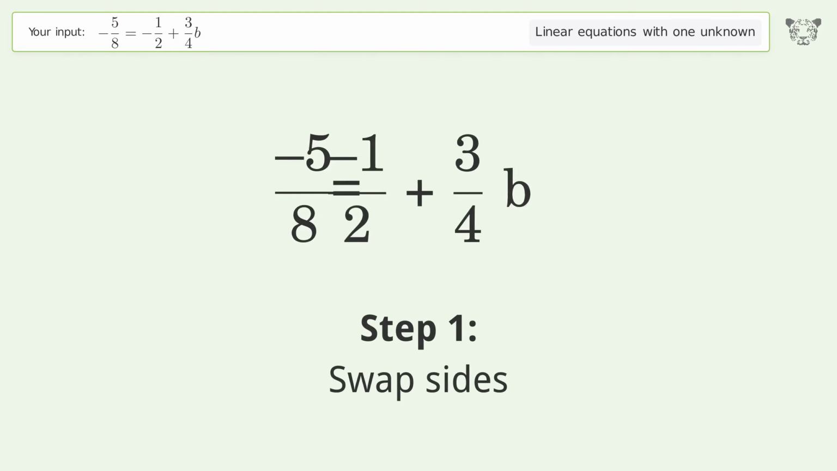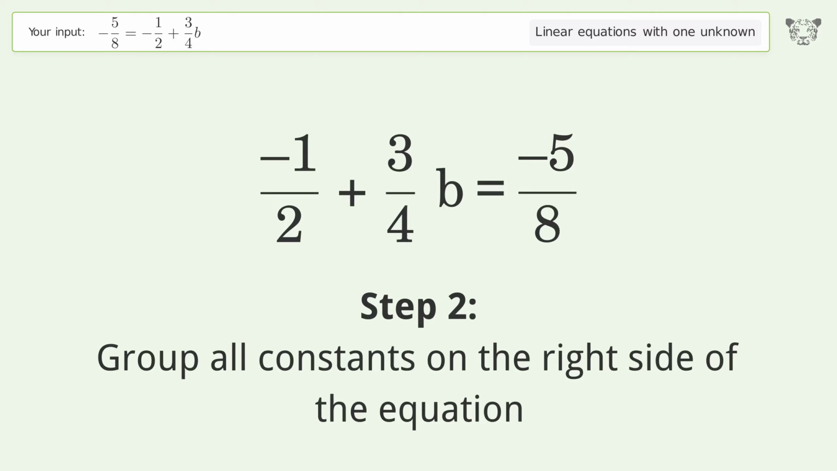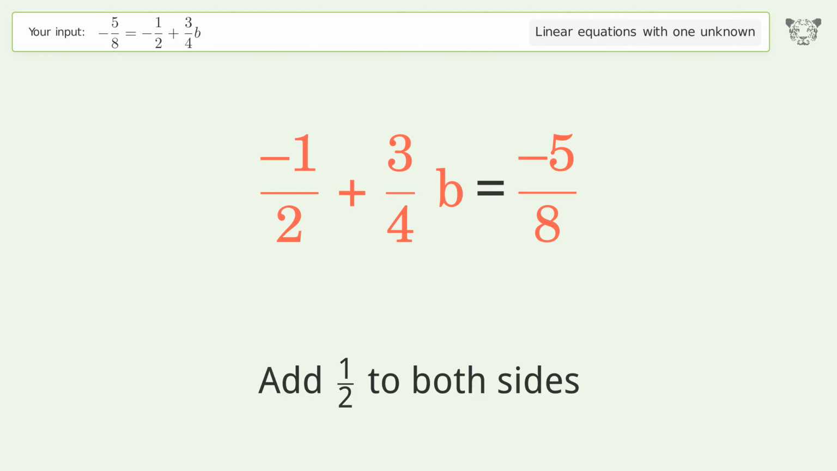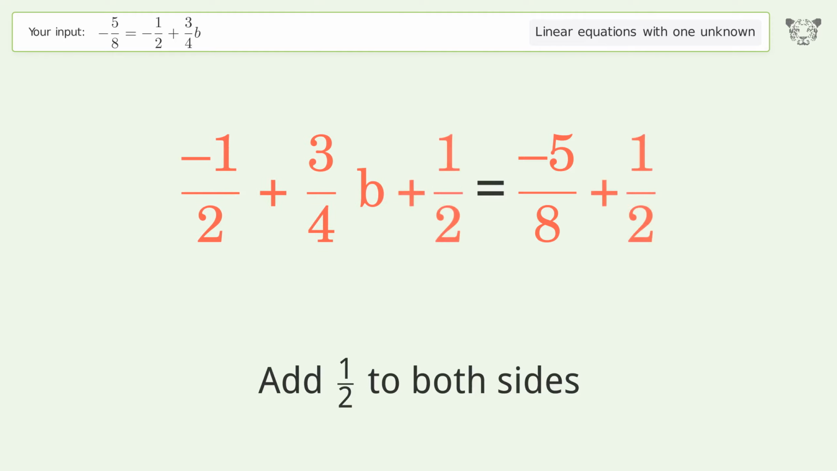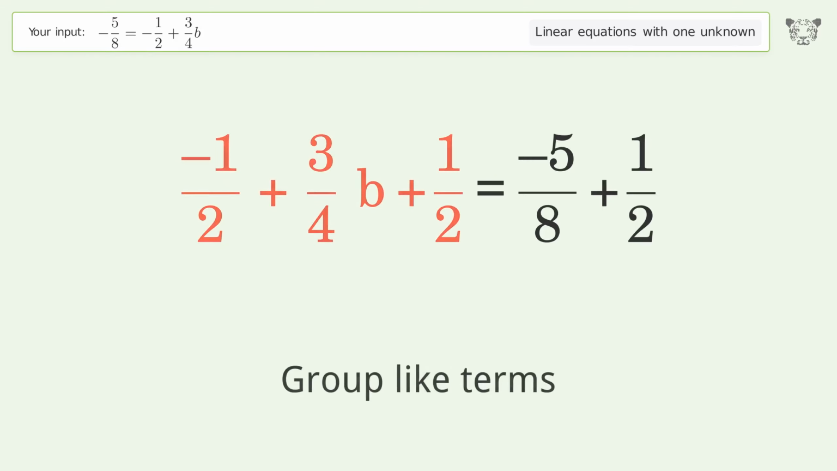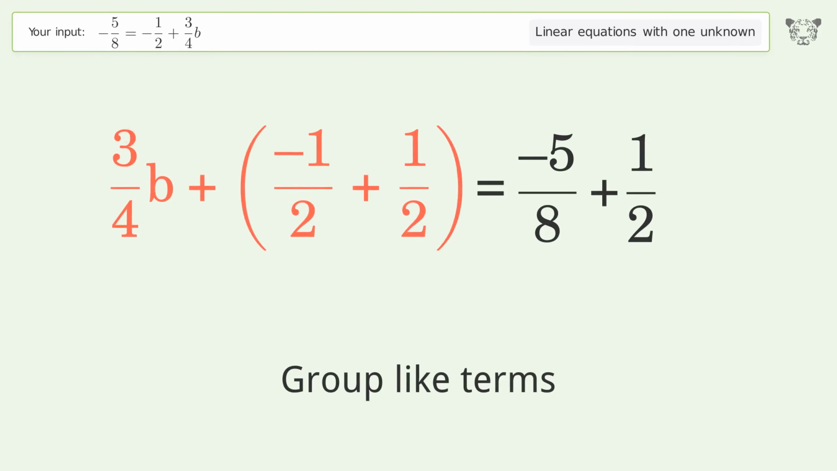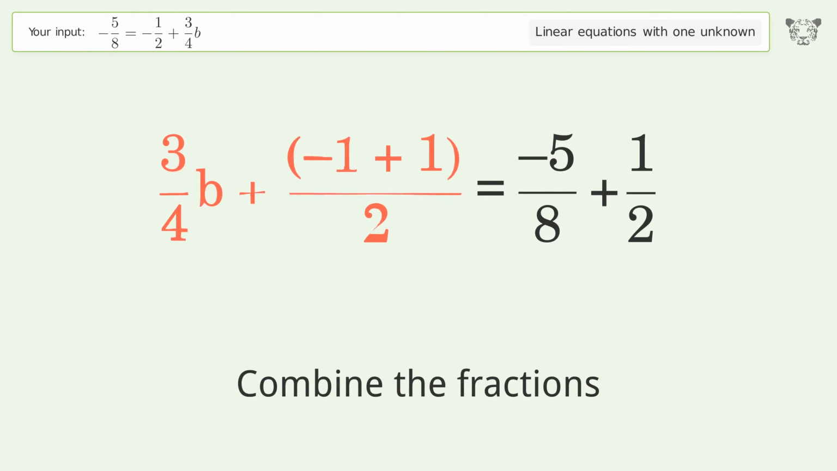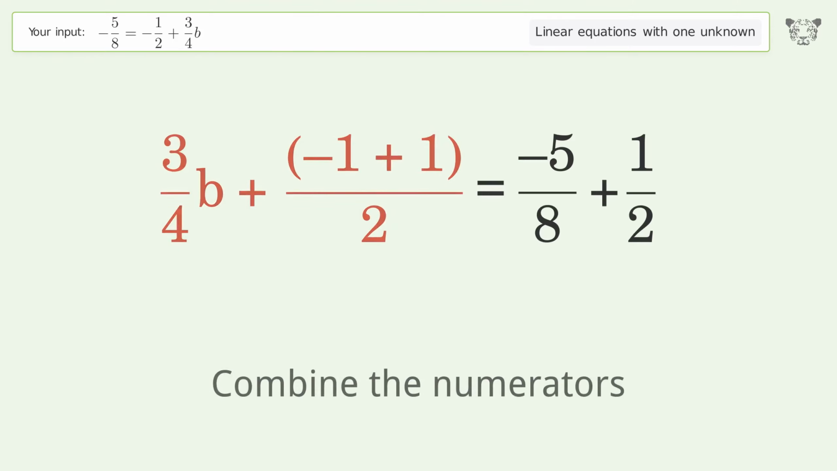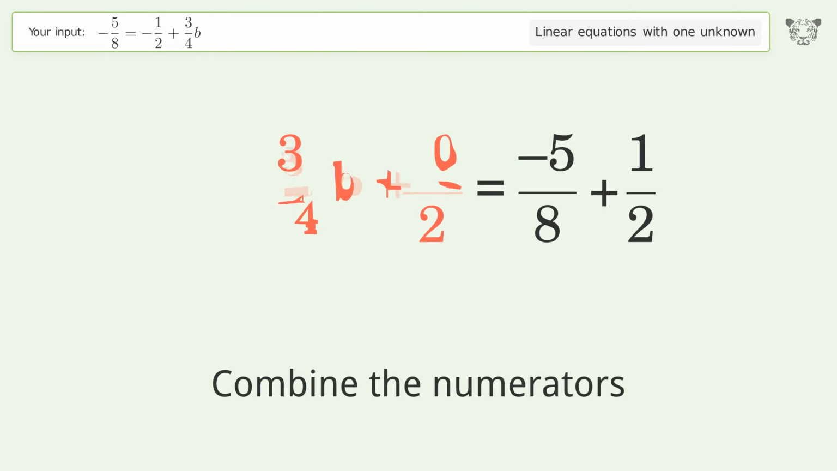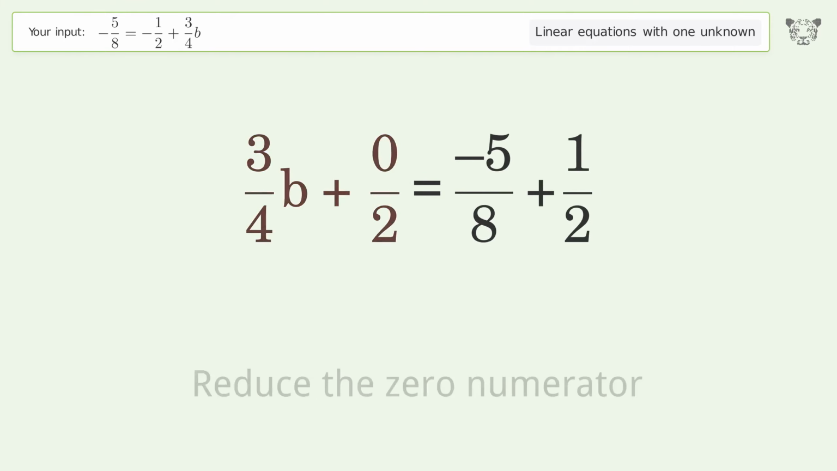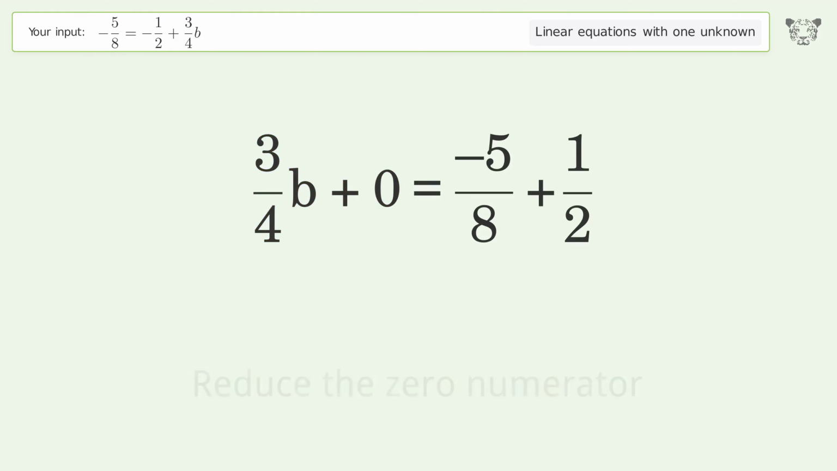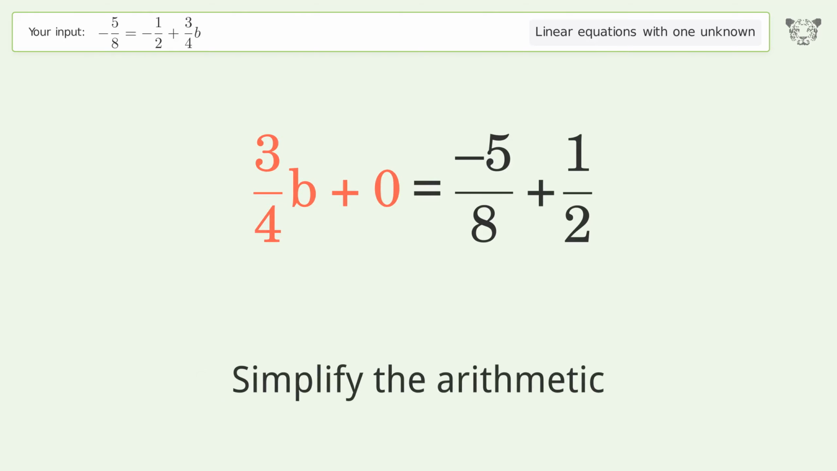Swap sides. Group all constants on the right side of the equation. Add 1/2 to both sides. Group like terms. Combine the fractions. Combine the numerators. Reduce the zero numerator. Simplify the arithmetic.